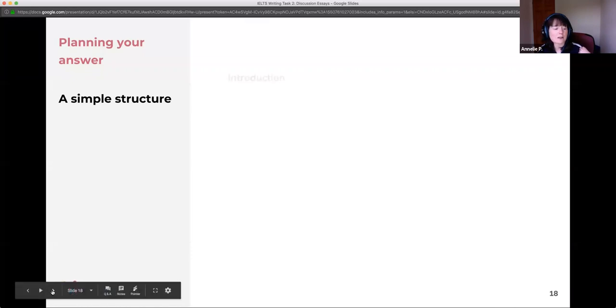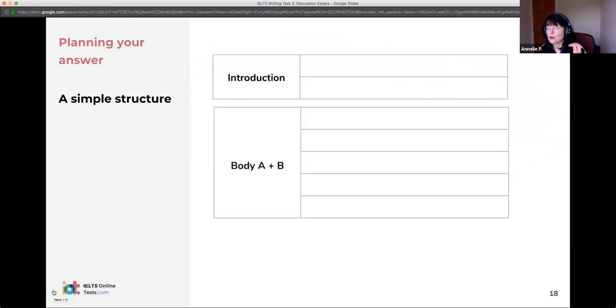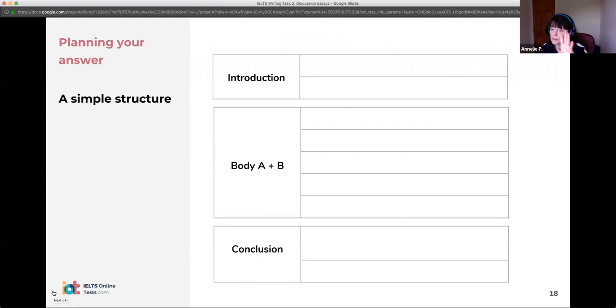Okay, so clear structure: introduction, two body paragraphs, and the conclusion. Okay, so what are we going to do in the introduction? Okay, very good, Keir. We're going to paraphrase the statement, the question. Very good. What else can we do? Yes, state the problem, Anissa. Very good. Okay, you can give your opinion.